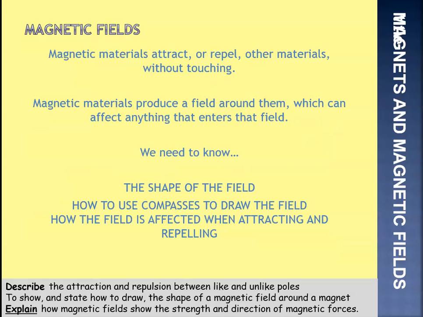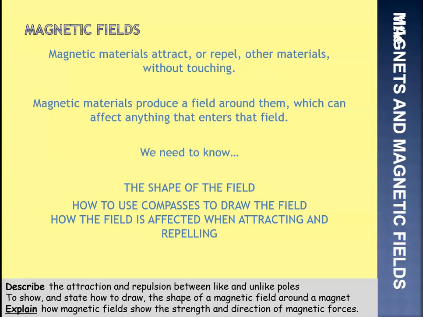Okay, so magnetic fields. Magnets or magnetic materials will attract or repel other materials without even touching them. It's a non-contact force that takes place between them. So in order for them to do that, they have to have an area around them where they will have an effect. We refer to that as the magnetic field.